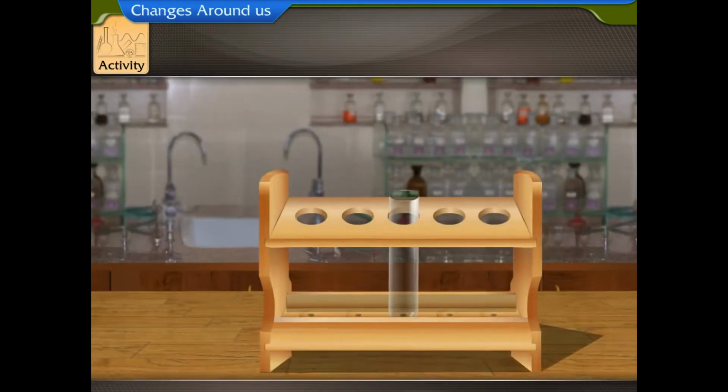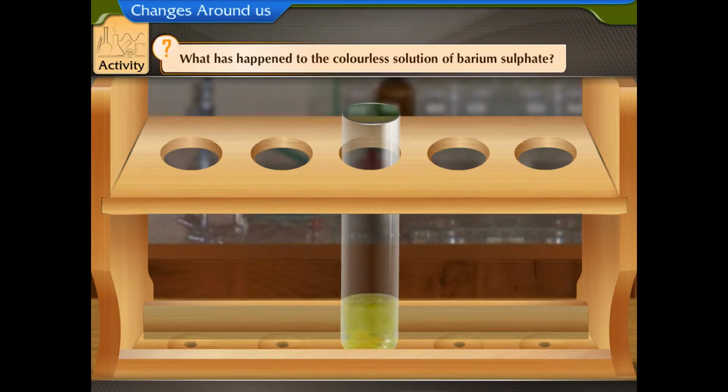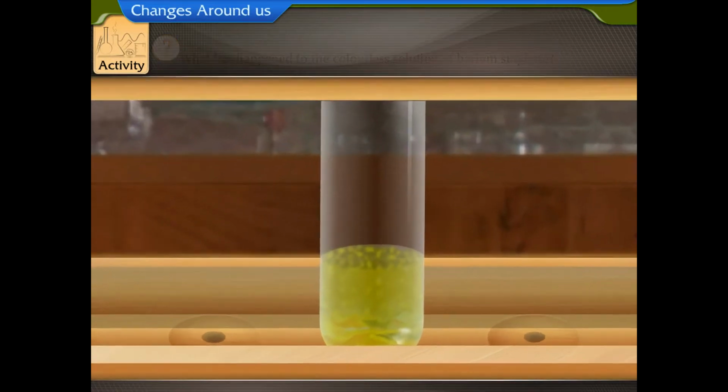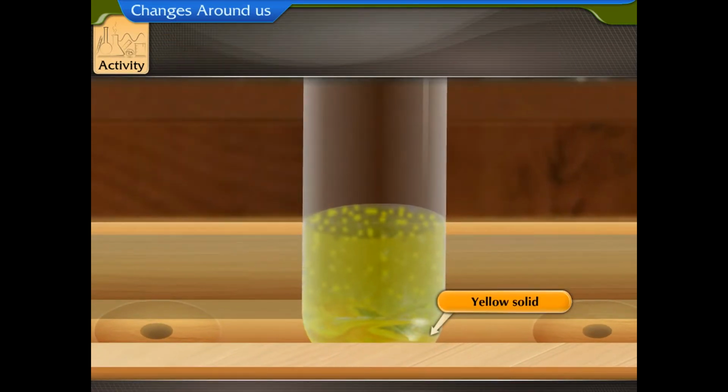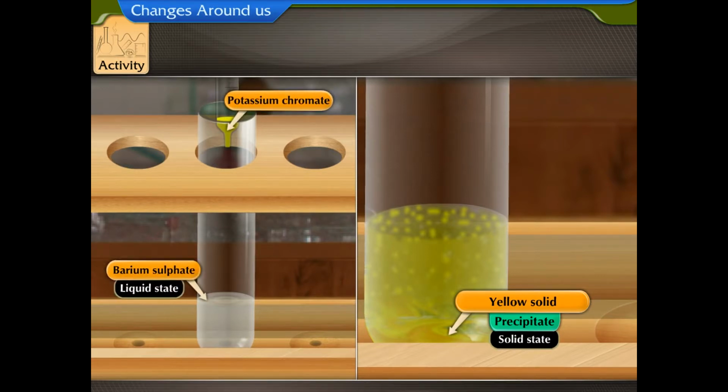Activity. Take a barium sulfate solution in a test tube and add a few drops of potassium chromate solution to it. What has happened to the colorless solution of barium sulfate? A yellow solid separates out from the solution. This is called a precipitate. There is a change in the state. The original solution was in the liquid state. Now, a solid has separated out from the solution. There is a change in state from liquid to solid.